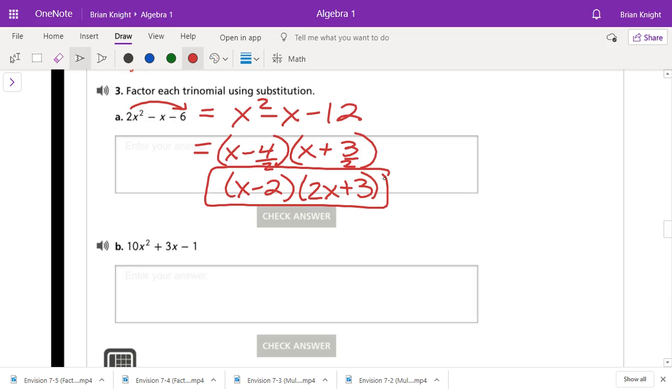Everybody good on that way? Do we have to do it that way? No. That's why I just thought I'd ask. I told you, I literally said at the very beginning, it doesn't matter to me which way you do it.